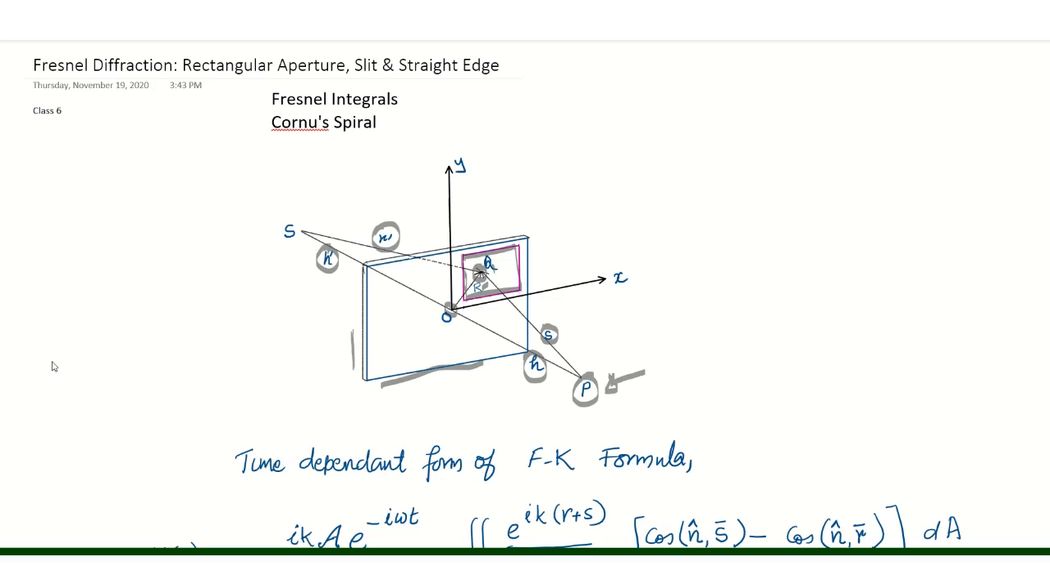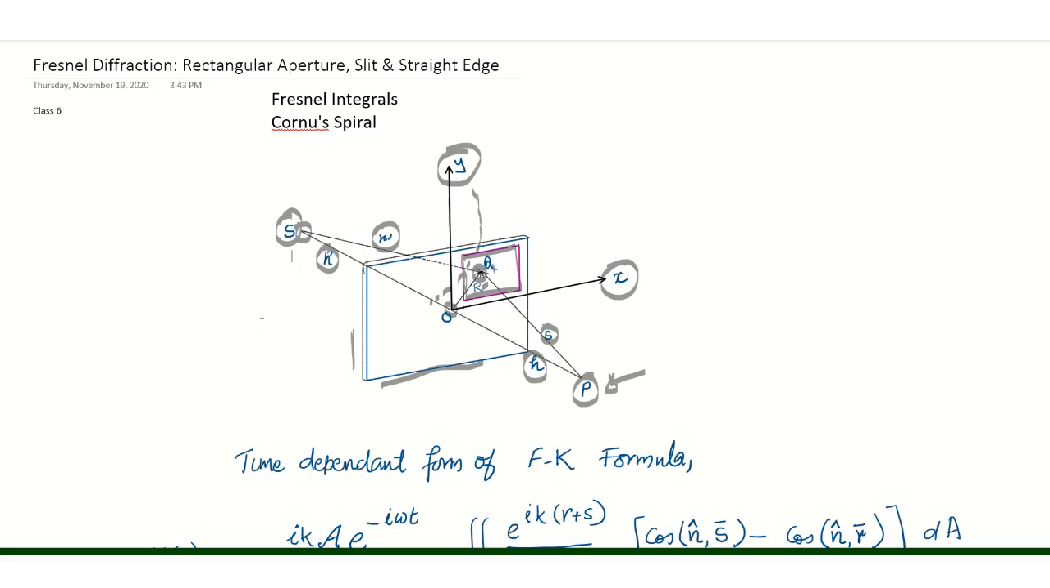Since it's a rectangular aperture, we take Cartesian coordinates with the x-axis and y-axis. As you can see, the source is fairly close to the aperture, and therefore it's the near field patterns that we are interested in, and also the wavefront is going to be a spherical wavefront from a point source.